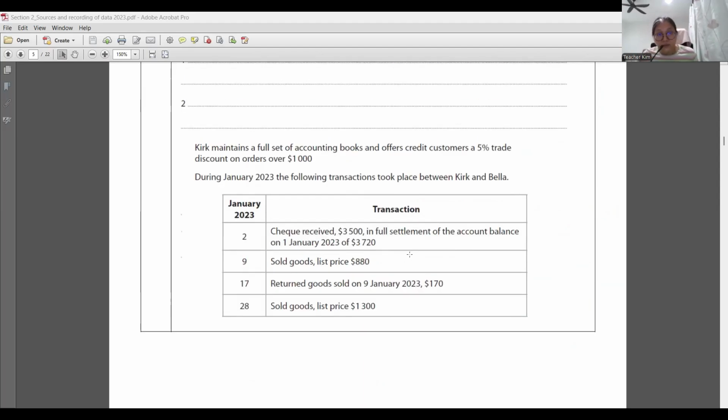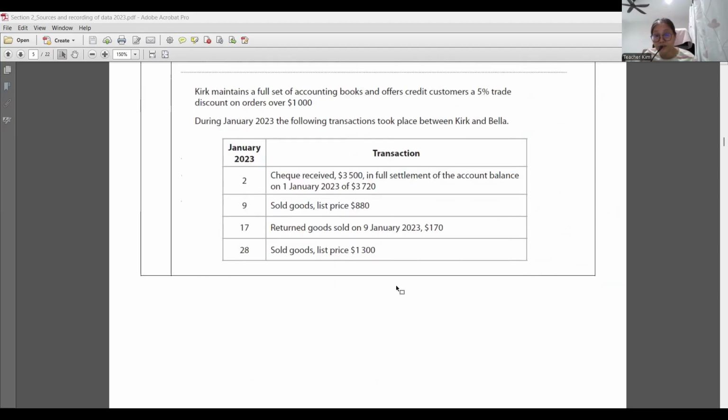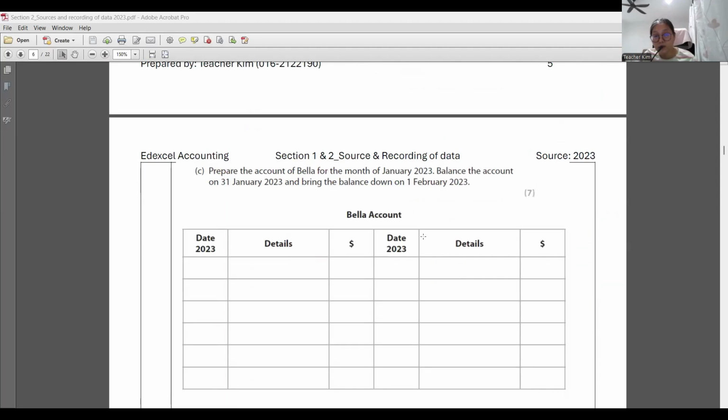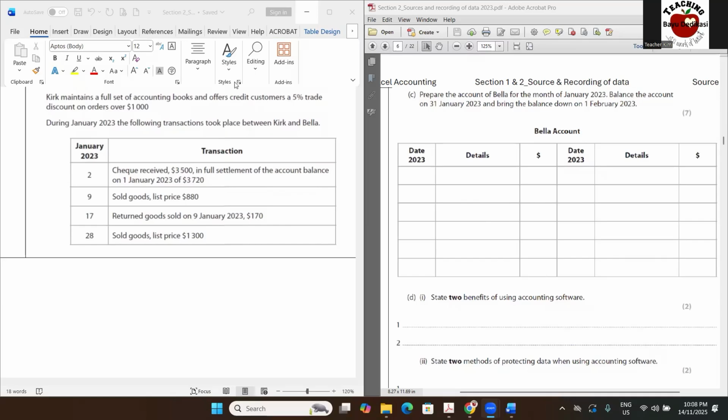Okay. Here, maintain a full set of accounting books and offer credit customers a 5% trade discount on orders over 1,000. During January, the following transactions took place between Kiel and Bella. Okay, this is all the transaction data. They want us to record the Bella account. So let me open the two screens. Okay, let us record the transactions one by one.